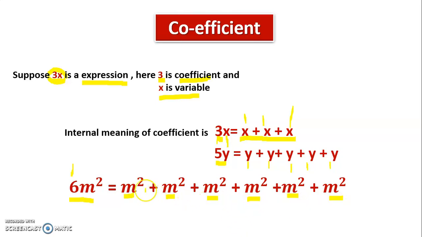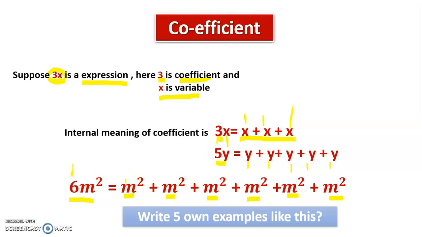The meaning of the coefficient is this: the number is added the coefficient number of times. That is 3x, 3 times, 5y, 5 times, 6m square, m square is 6 times. So write down 5 examples like this of your own.